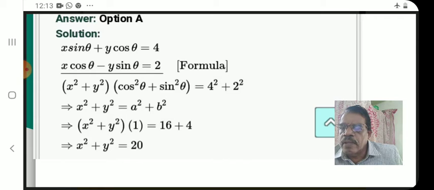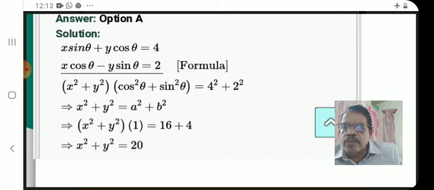The 2 times cancel, plus and minus. And x square cos square theta, y square sin square theta, we get x square cos square theta, x square sin square theta, y square cos square theta, y square sin square theta. From that we take common factor.